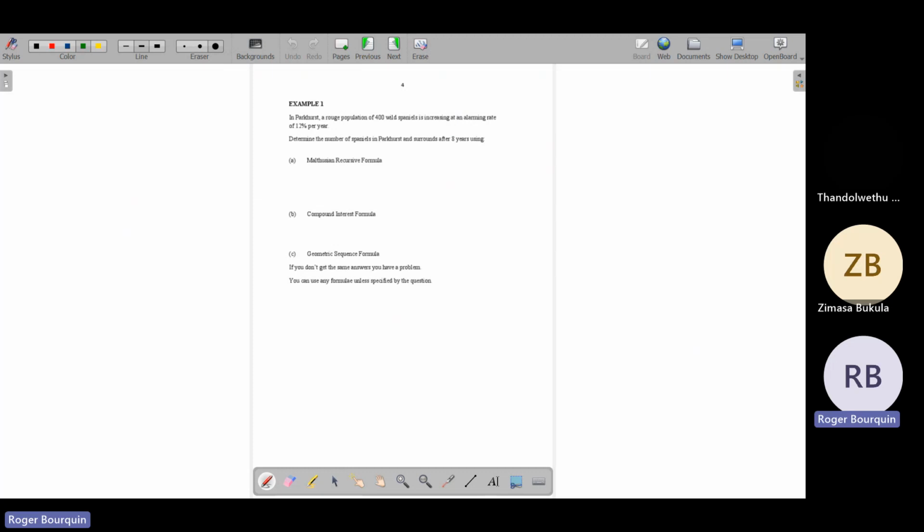Right. At this stage, when I wrote these notes, I think spaniels were the popular dog. Now, what's a popular dog in Parkhurst now? There's just always a dog that's in fashion. What's the dogs that are in fashion now?